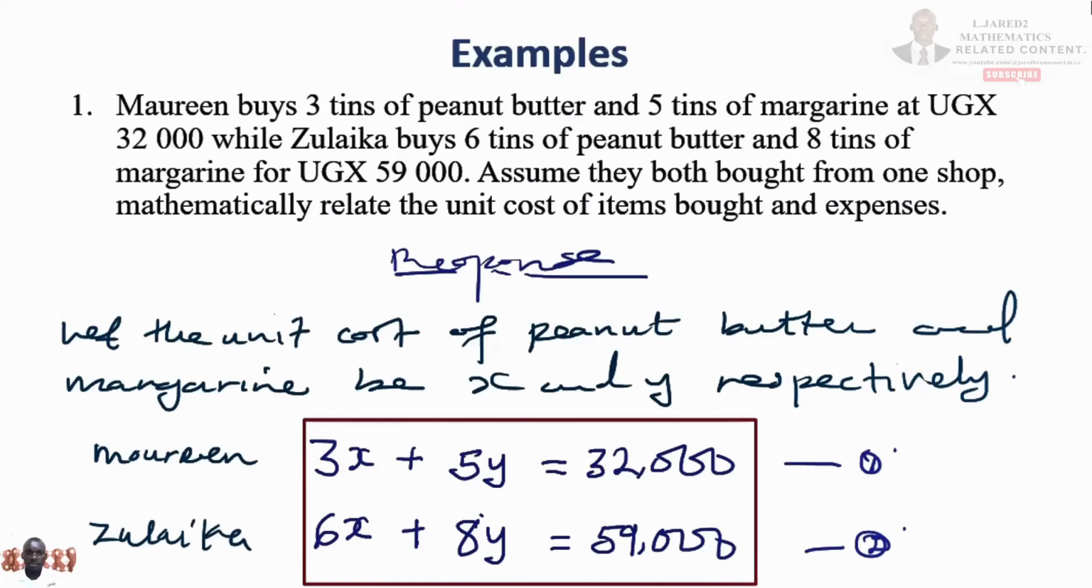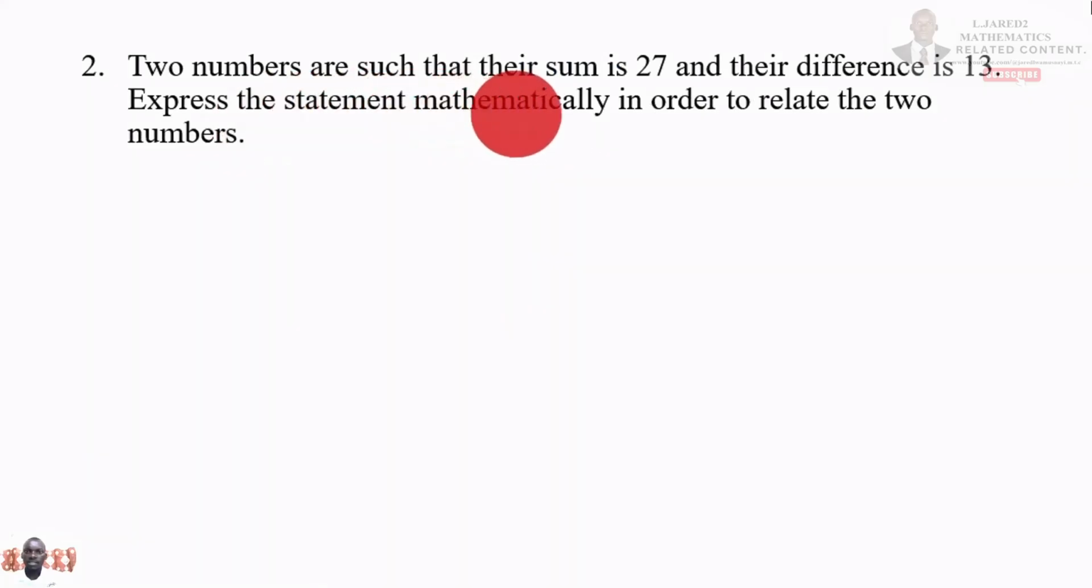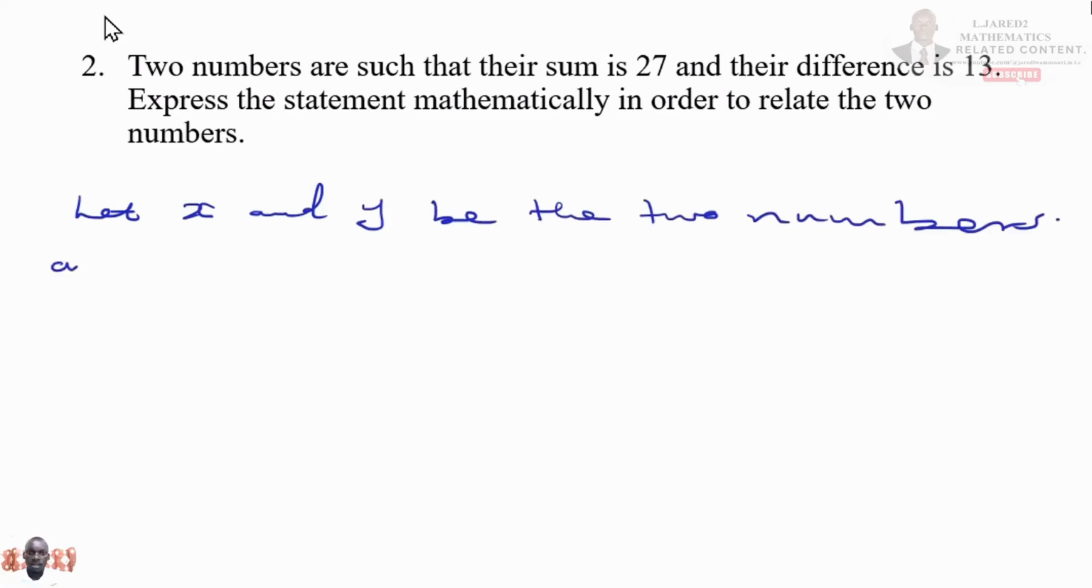Let's have example 2. It reads, two numbers are such that their sum is 27 and their difference is 13. Express the statement mathematically in order to relate the two numbers. Still, we are going to begin by letting x and y be the two numbers, and maybe x is greater than y, implying that now we go to step 2, where we need to analyze the statements.